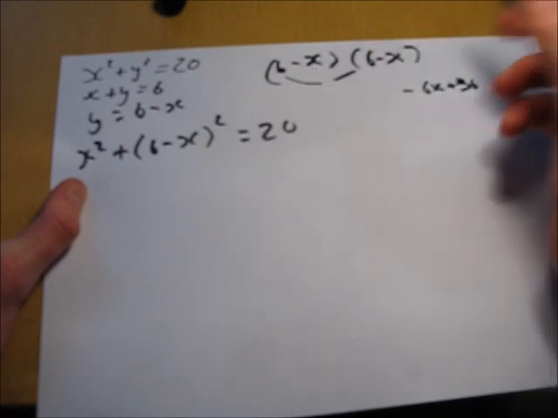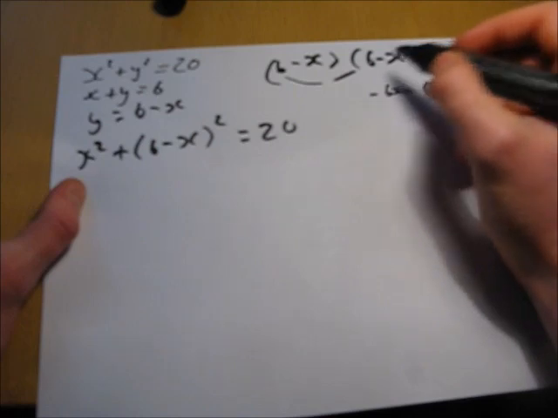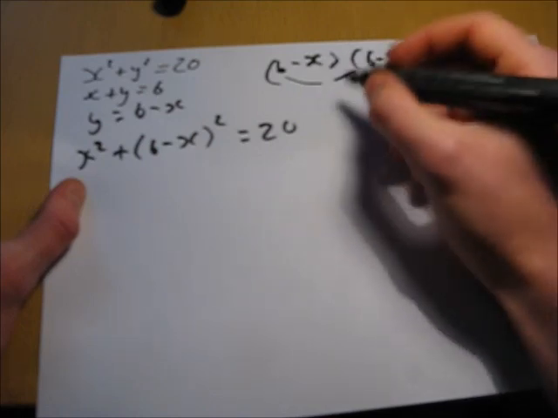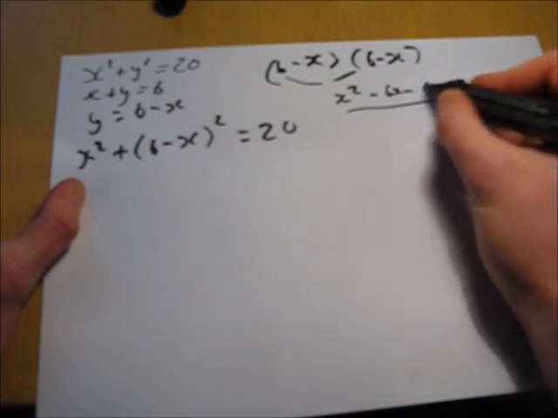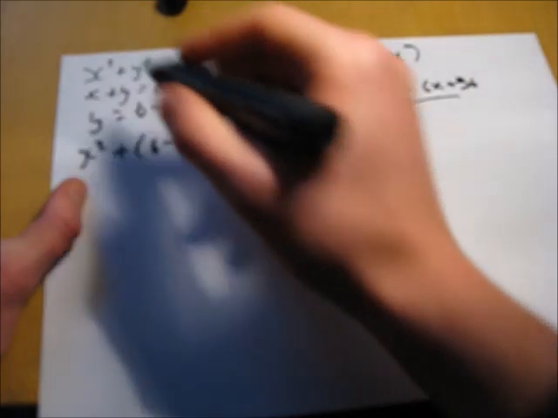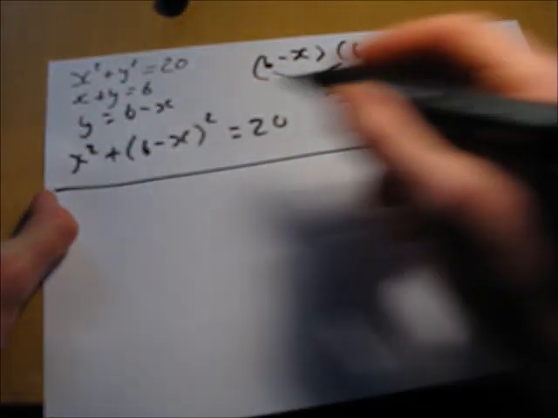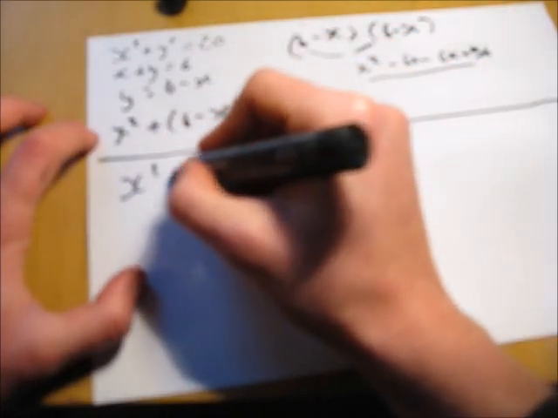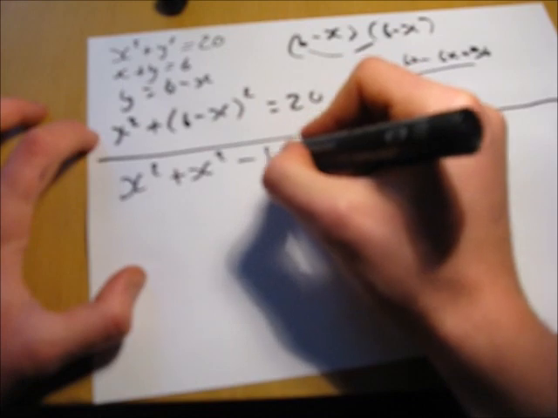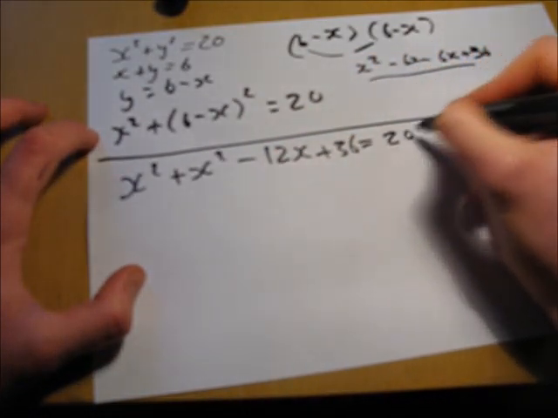you want to do this 6 by this minus x, so you get again minus 6x, and then x squared, minus x times minus x to get x squared. Okay, so you've got x squared minus 12x plus 36 as your y squared. So we can put that back into our original equation. I'm just going to draw a line to show that we've done something new. And then you have x squared plus x squared minus 12x plus 36 equals 20.